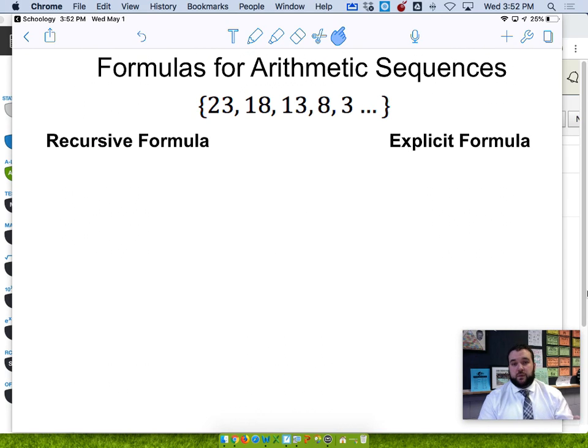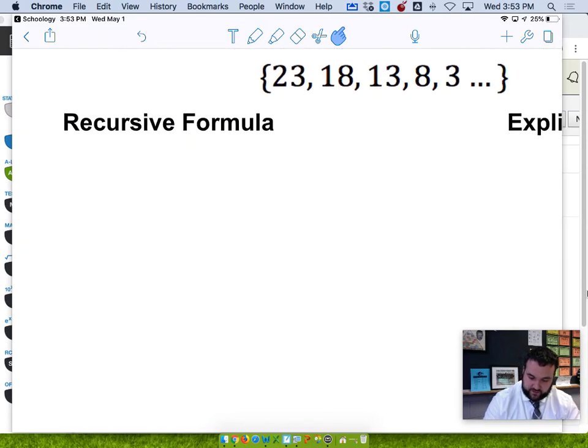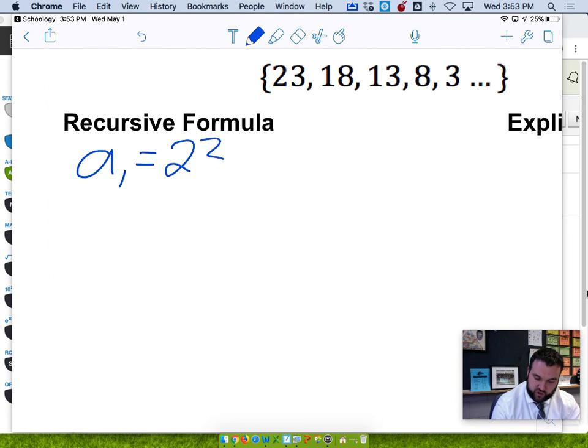Okay, so in 9.1, we talked about two different types of formulas. There's recursive and then there's explicit. So if I were to write a recursive formula for this sequence from 23 to 18, the first thing, if it's recursive, I'm going to say right away what the first term is. I need to know the starting point. So a sub 1 is 23, meaning the first term in my sequence is 23.